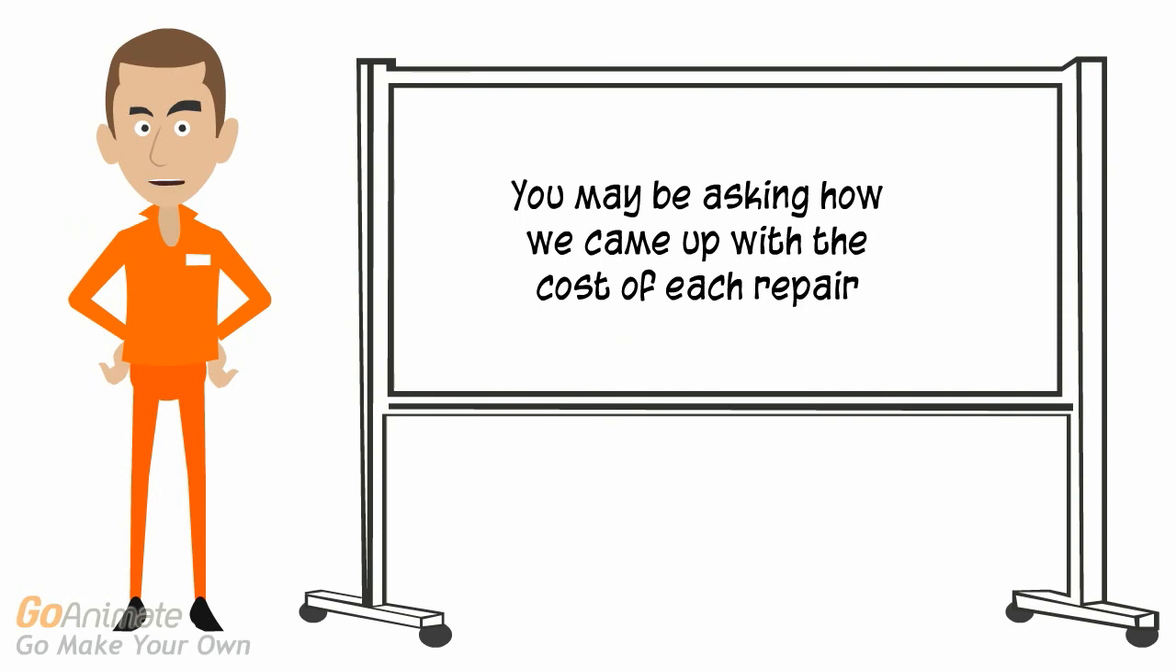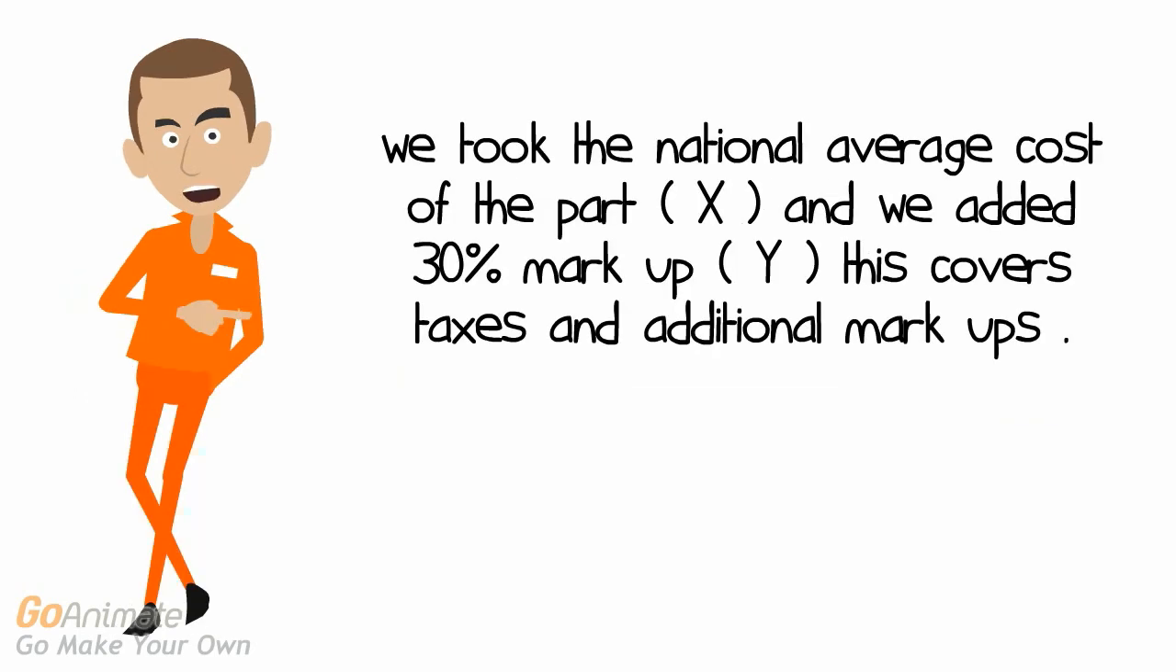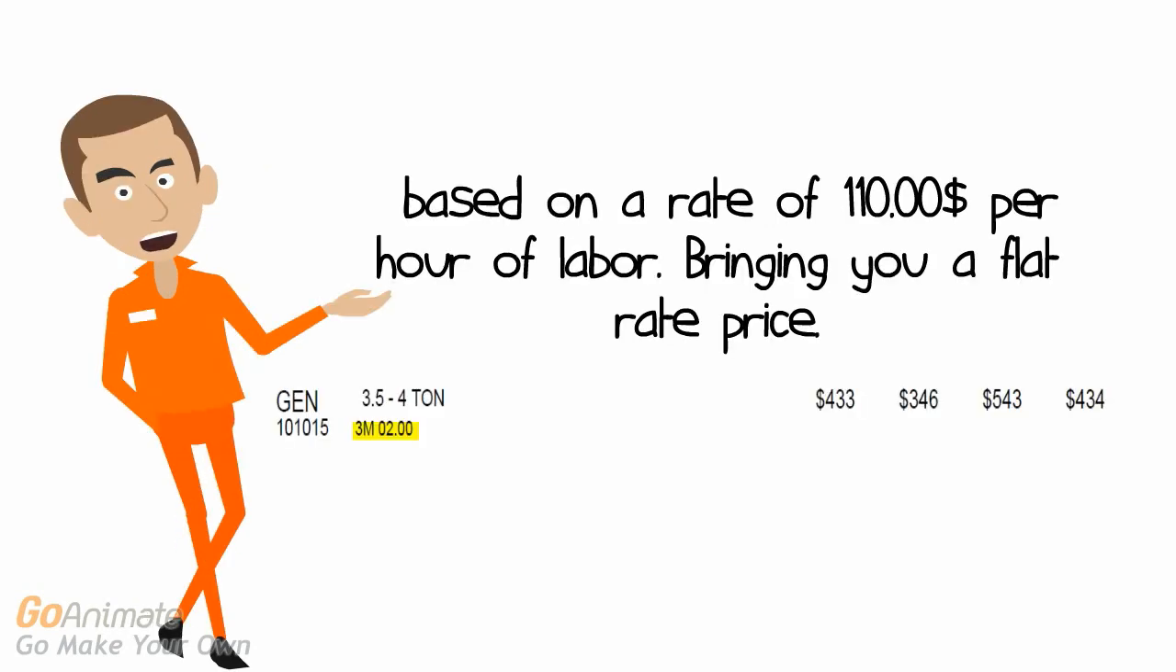The flat rate book has predetermined prices for each repair. You may be wondering how the repair costs have been figured out. The way that the costs have been calculated is easy to explain. We took the national average cost of the part, added a 30% markup on parts to cover your markup and taxes. We then base it on a labor rate of $110 an hour for a standard repair. This will give you the final price of a repair. The time allotted for each job is listed below each code.